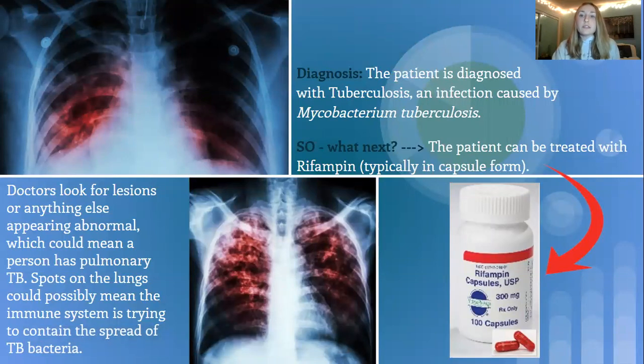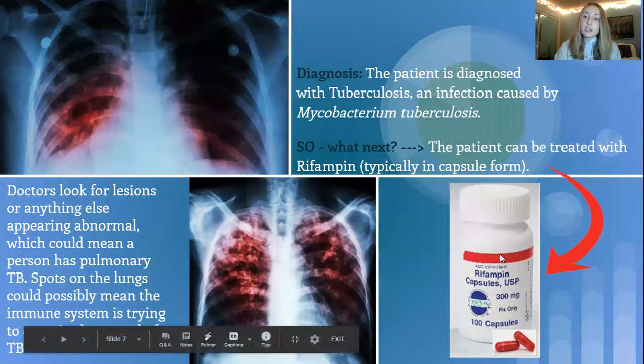The diagnosis: if the patient's diagnosed with tuberculosis, an infection that's caused by Mycobacterium tuberculosis, what are you going to do? They can be treated with rifampin, which is typically in capsule form, as you can see down here at the bottom, pointed to with the red arrow. They're capsules.